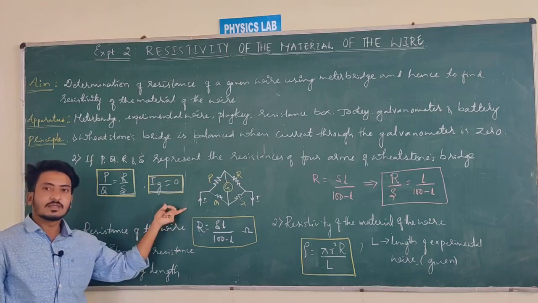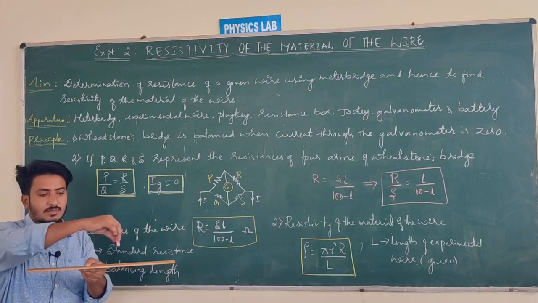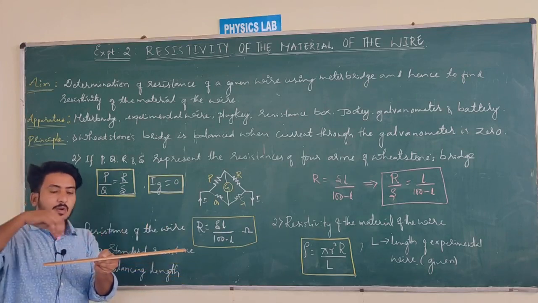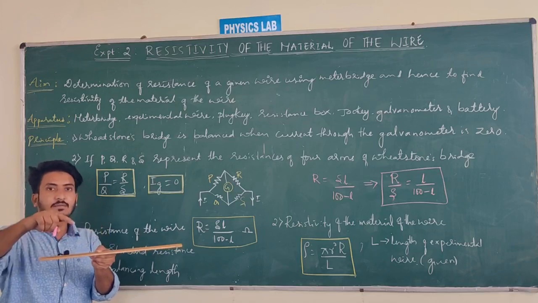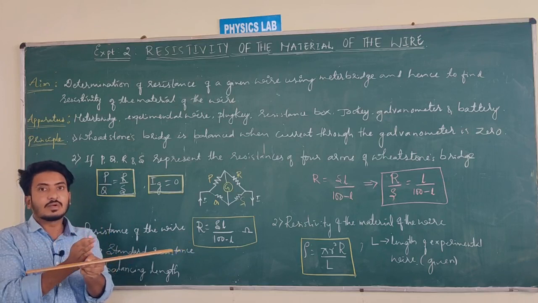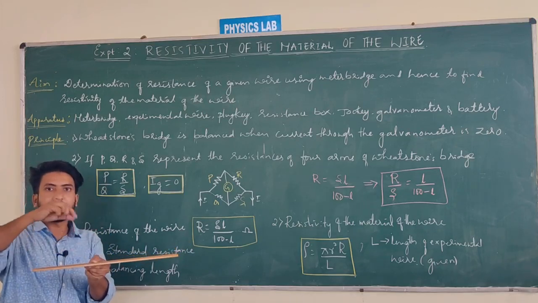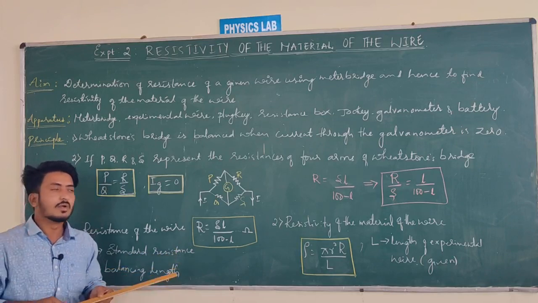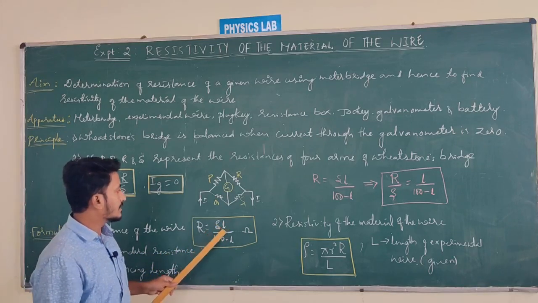And how we are utilizing it in our experiment: whenever I move the jockey on this meter bridge setup, and I get 0 deflection on the galvanometer, the length from the initial to the final point will decide the balancing length. After the balancing length, the value in the galvanometer is going to be 0. So that length you need to find out and write down; that is the L value.